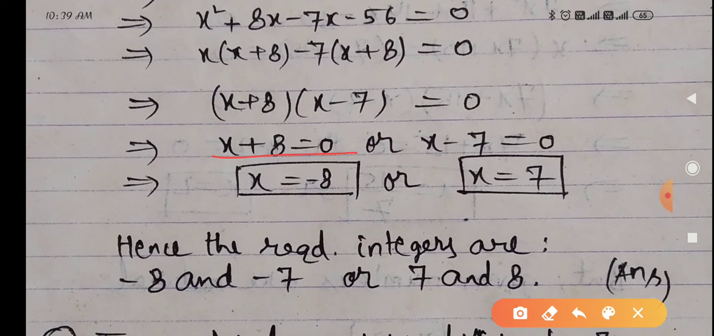When x plus 8 is equal to 0, x equals minus 8. When x minus 7 is equal to 0, x equals 7. So both values are possible according to the given condition, because minus 8 and 7 both are integers.